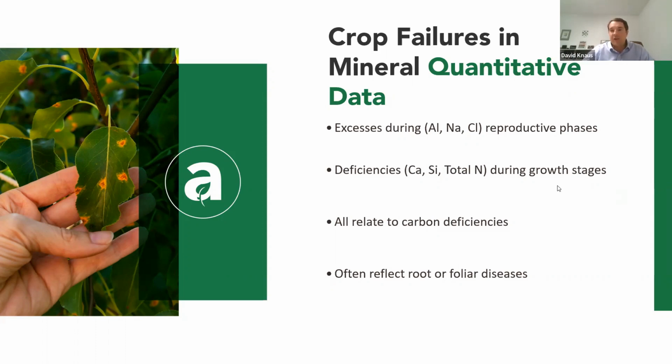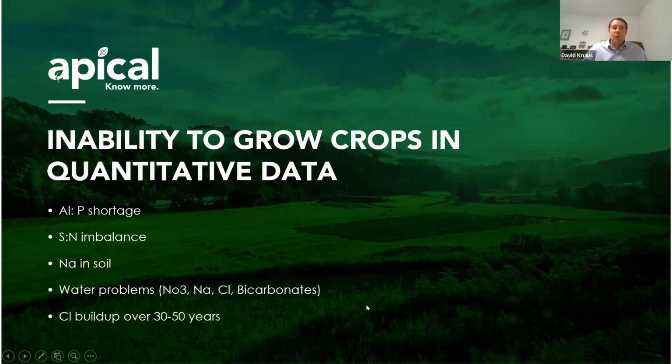We often reflect foliar or root diseases in crops that have these same symptoms in mineral quantitative data. In other words, when we have high aluminum in the leaf data, we see oftentimes root diseases below ground in the soil. And so when we find growers that have the inability to grow crops in quantitative data sets, again, we have a high aluminum, and we have a phosphate shortage.